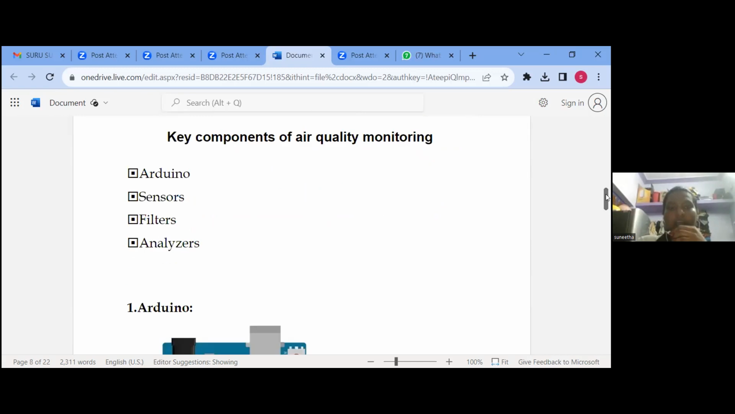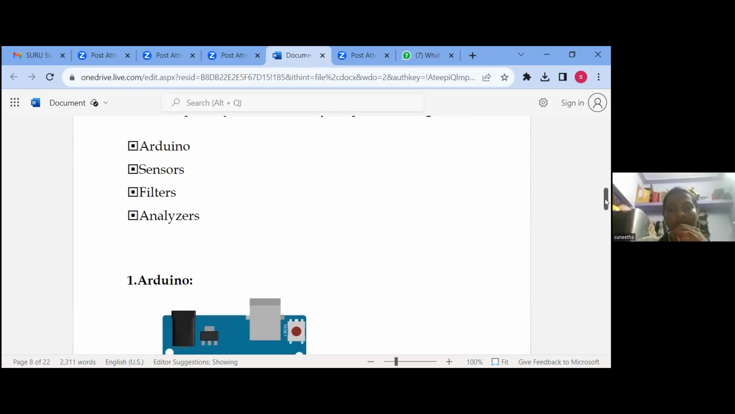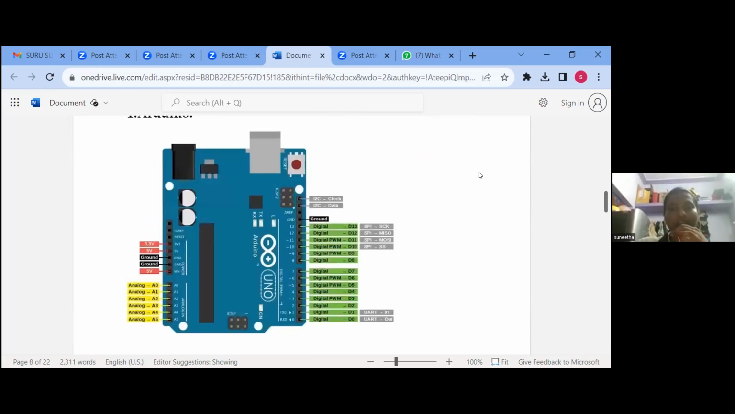And key components of air quality monitoring. There are some small components also, but these are the main components of air quality monitoring. First one is Arduino. Here we can see this is Arduino. There are so many types, like Atmega Arduino and Arduino UNO, and for our purpose we use Arduino UNO. Here this is the Arduino UNO diagram.